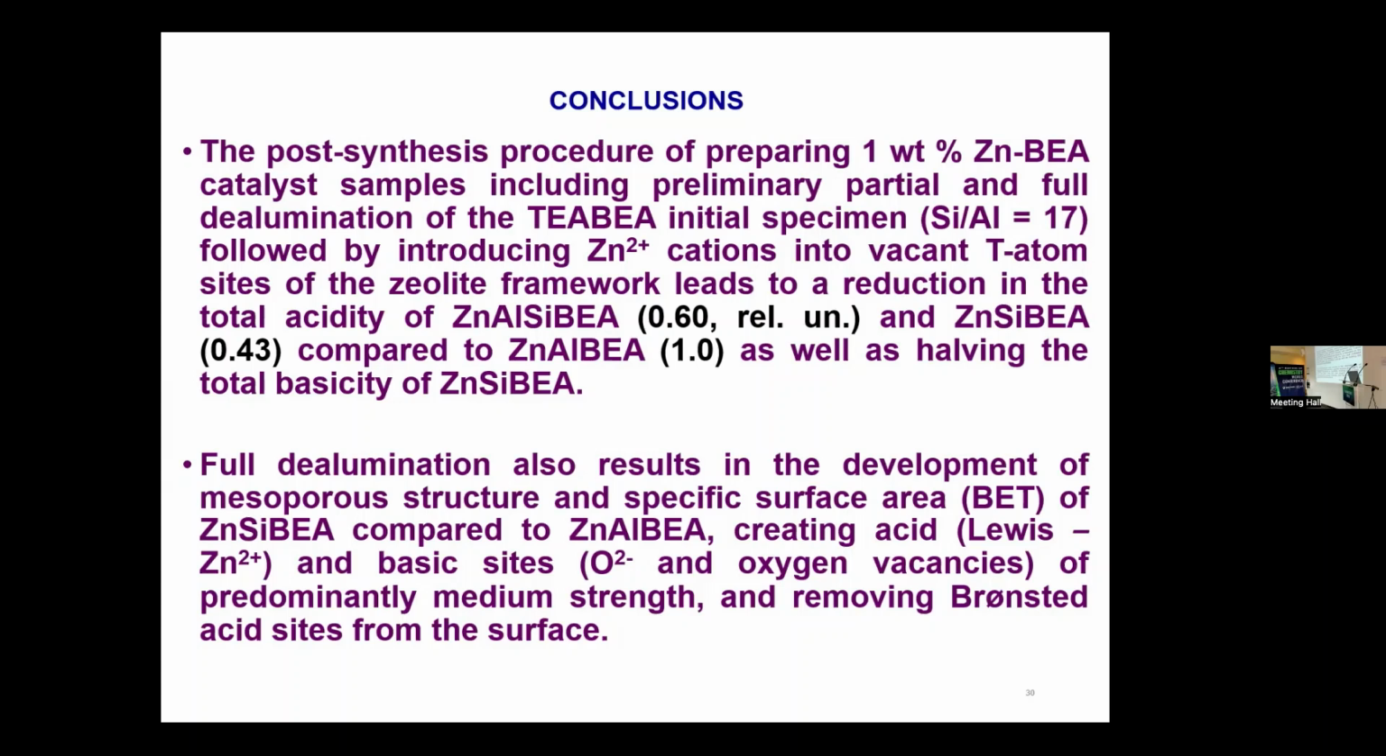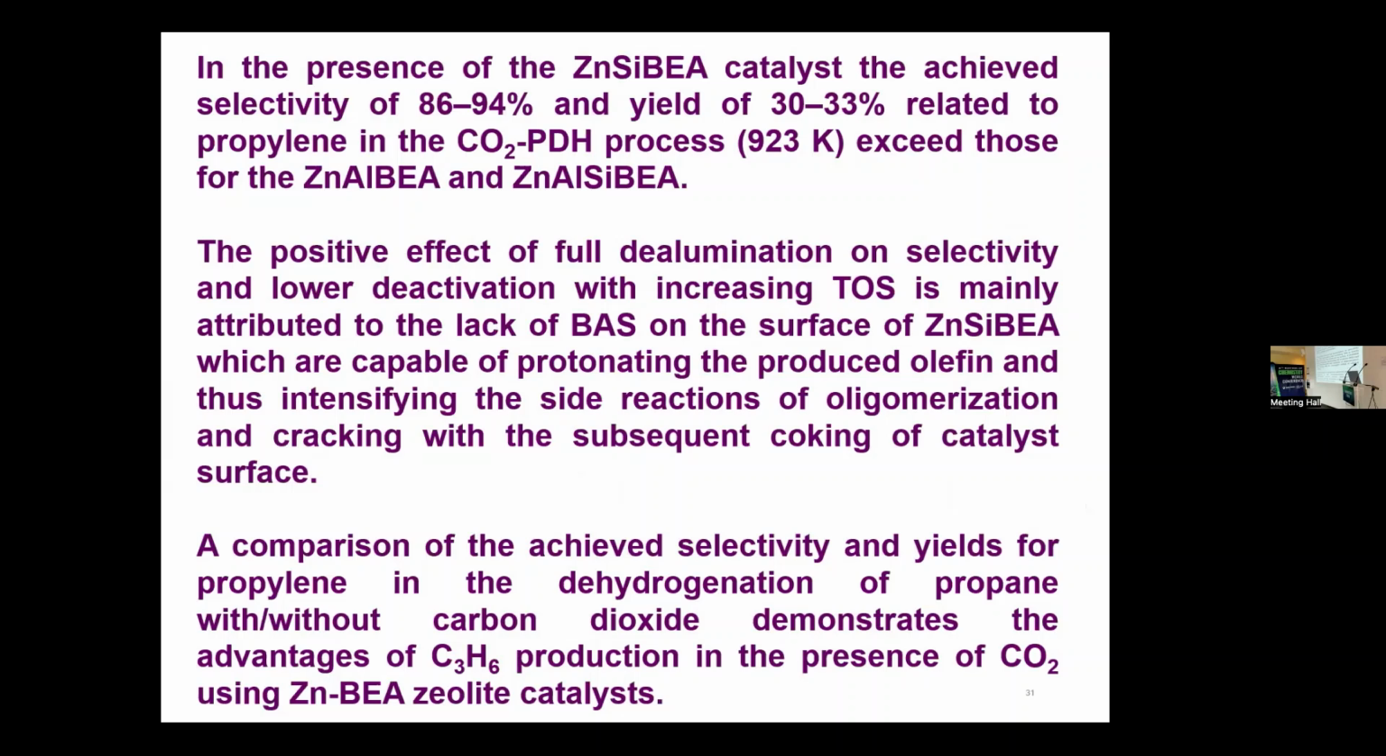creating acid sites related to the presence of Zn2+ and basic sites of oxygen and oxygen vacancy of predominantly medium strength, and removing Brønsted acid sites from the surface. So in the presence of Zn-SC-beta catalyst, the achieved selectivity for propylene is very important. It would yield 30% of propylene in the CO2 propane dehydrogenation process. This exceeds that obtained for Zn-Al-beta.